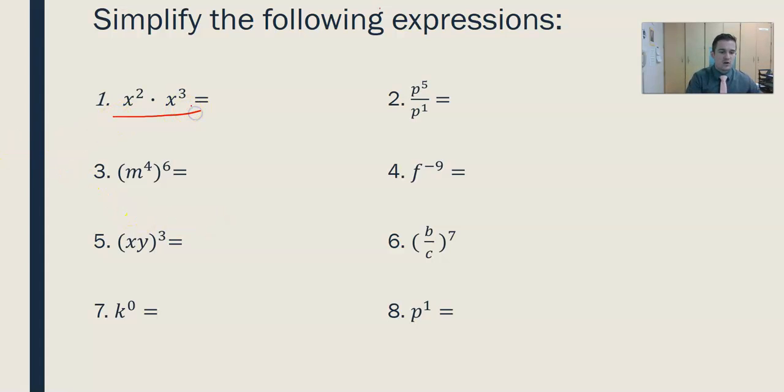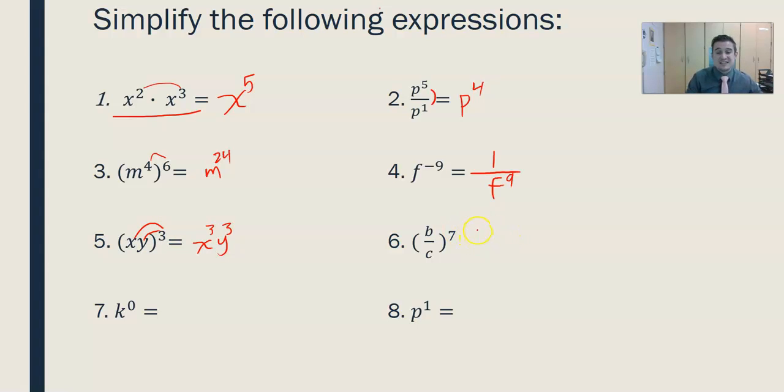For example, x squared times x to the third is x to the 5th. I add these exponents. P to the 5th over p to the 1st is p to the 4th. I subtract these exponents. M to the 4th to the 6th is m to the 24th. I multiply those exponents. F to the negative 9 is really 1 over f to the positive 9. It switches places in that fraction. (xy) to the 3rd is really x to the 3rd, y to the 3rd. This exponent of 3 distributes to each of those terms.